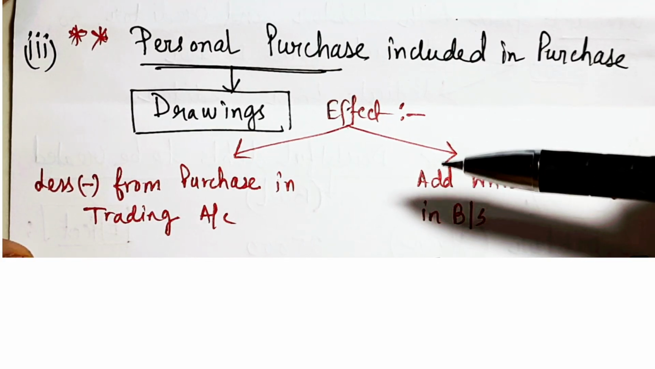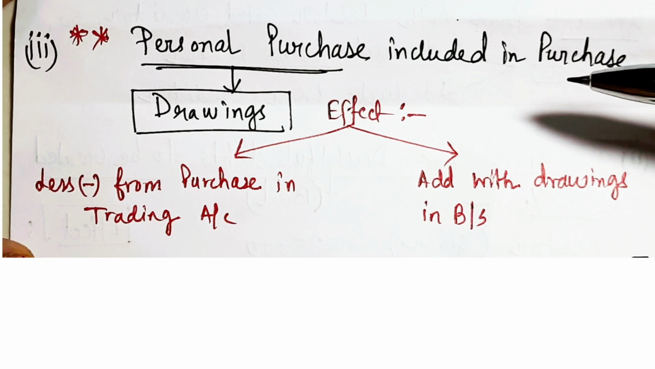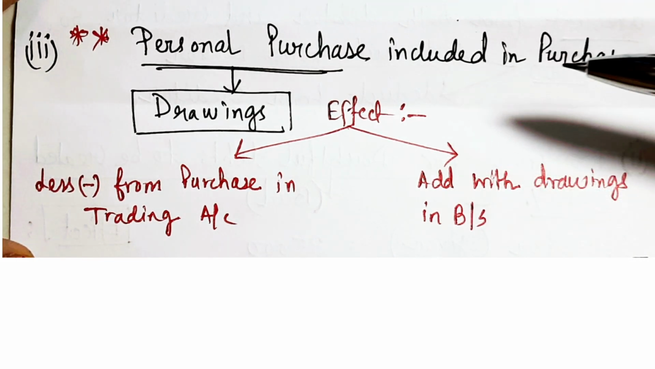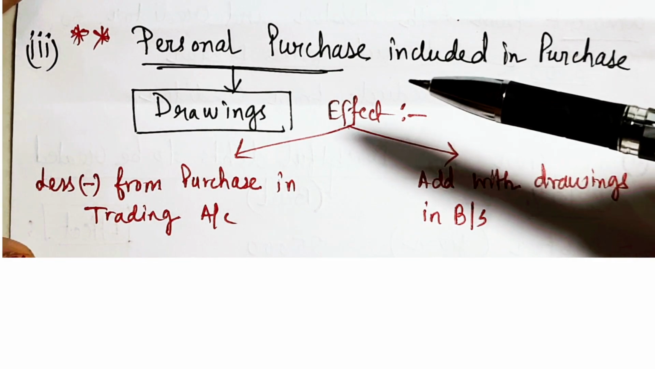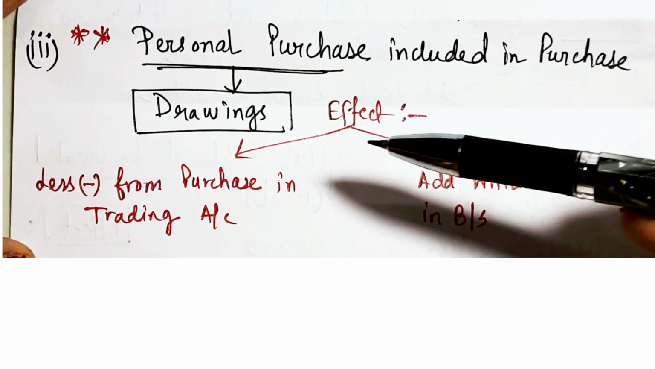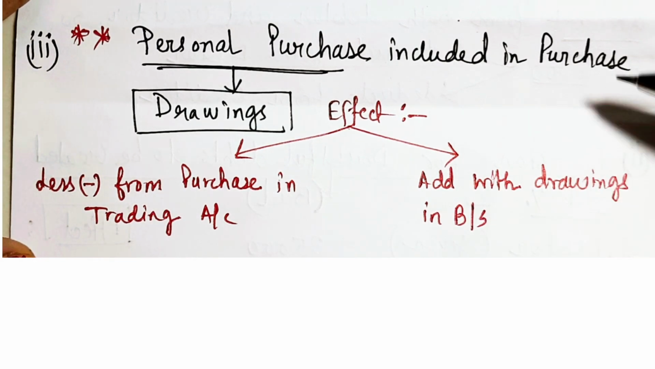Number 3, the third adjustment is for personal purchase which was included in the purchase day book. This is really important. Any personal purchase which is included in the purchase will not be included actually. This personal purchase will be treated as drawing and this effect will be given as, हम इसे माइनस करेंगे परचेज से, ट्रेडिंग अकाउंट में हम परचेज से माइनस कर देंगे एंड बैलेंस शीट में हम इसे ड्राइंग्स के साथ ऐड करके दिखाएंगे.